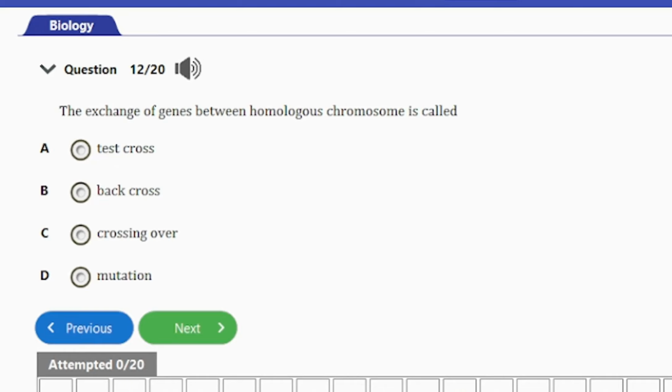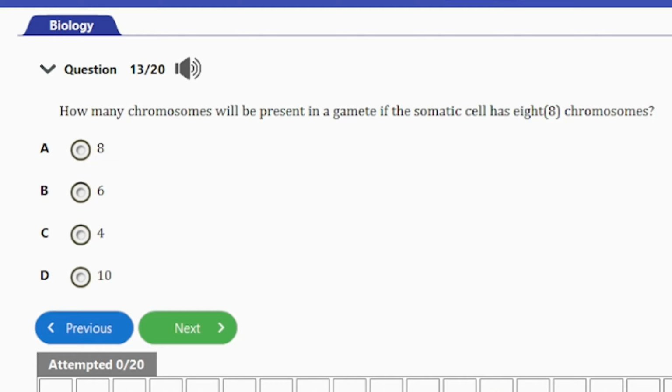Crossing over is actually when genes from one chromosome swap with genes from the other chromosome, leading to a new gene combination in the resulting chromatid. And that's the answer to this question. So let's consider the next question.